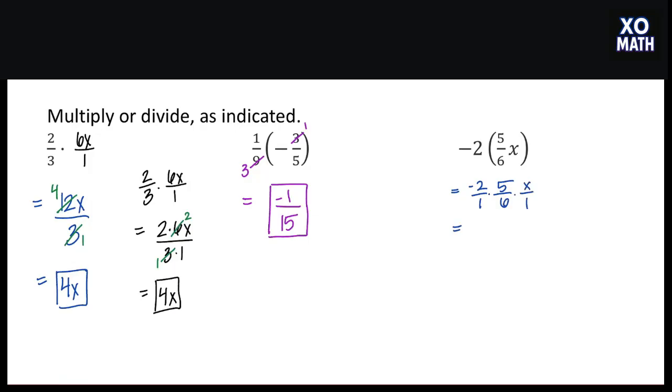So we'll multiply across the numerator. -2 times 5 is -10x. 1 times 6 times 1 is 6. Now in lowest terms, both are divisible by 2. So we have -5x on the top, 3 on the bottom. So -5x over 3, or -5/3 x.